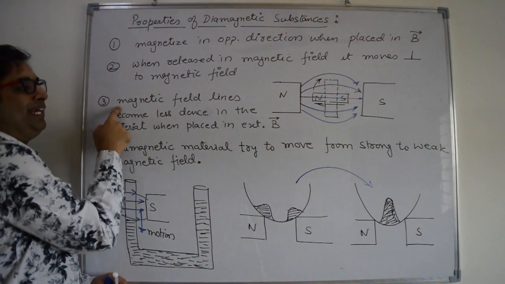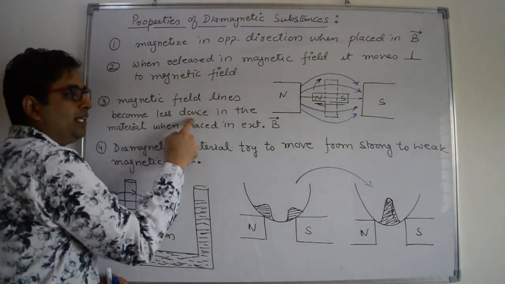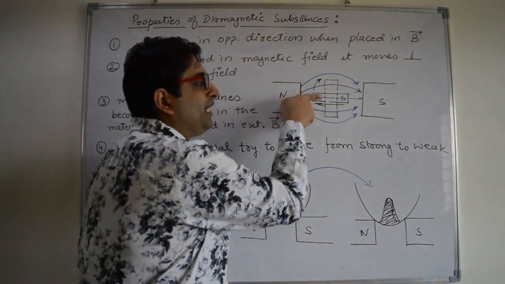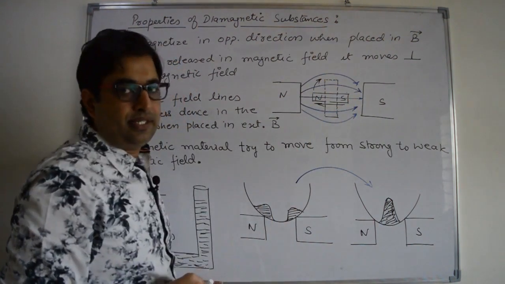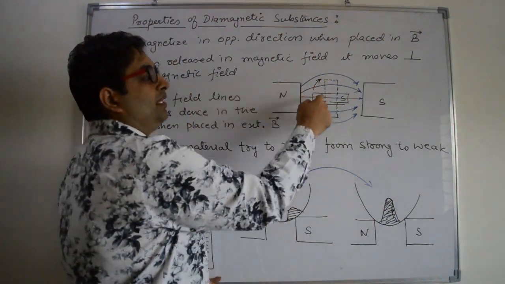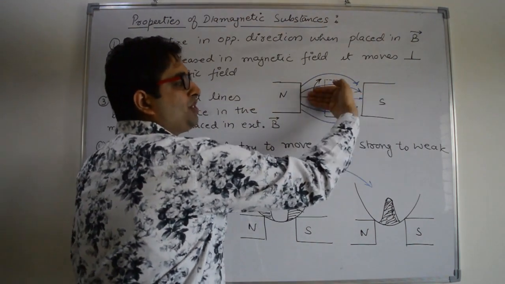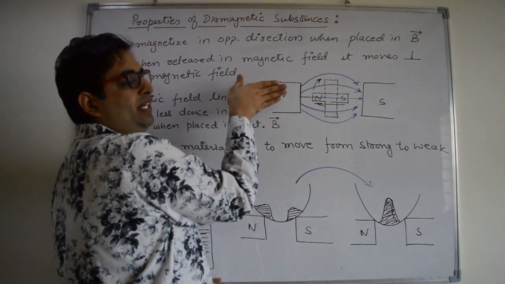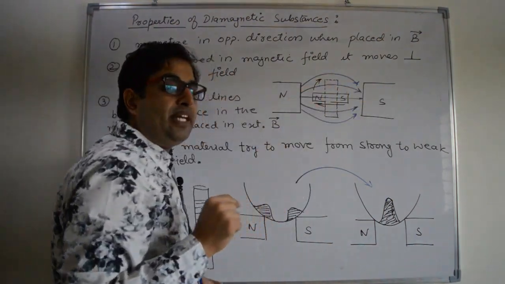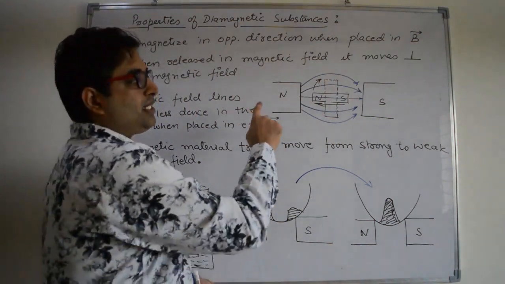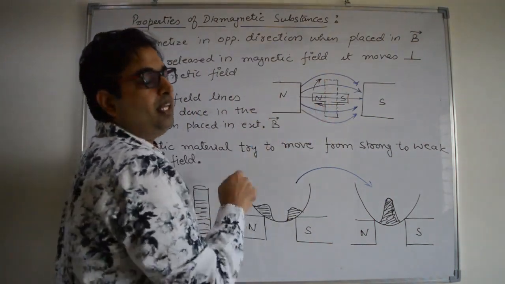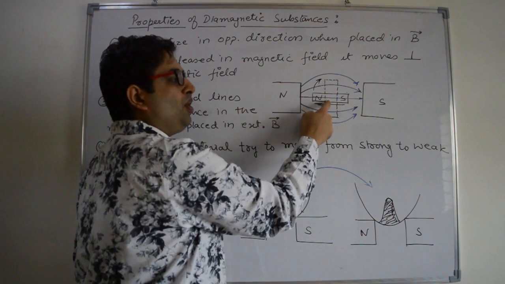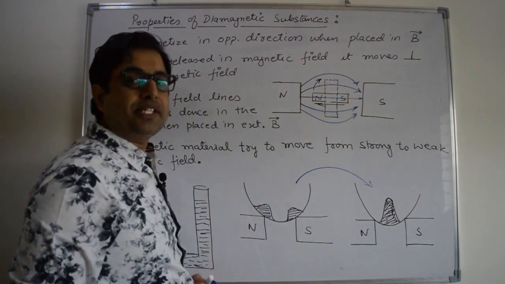Third point, magnetic field lines become less dense inside the material when placed in an external magnetic field. Here, the magnetic field inside the material will be less. Reason? Because the magnetism inside the material is opposite to the external magnetic field. It is in the left direction and the external magnetic field is in the right direction. The net magnetic field inside the material will be less. Subtraction of the two magnetic fields. That is why there are fewer lines inside the material because of opposite magnetization.